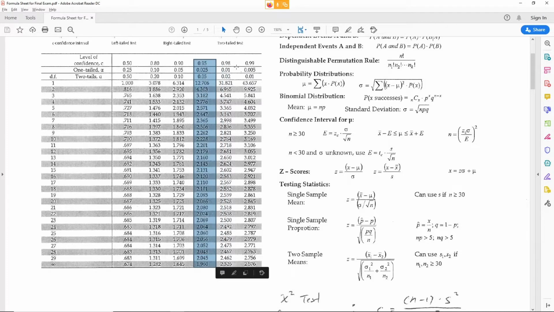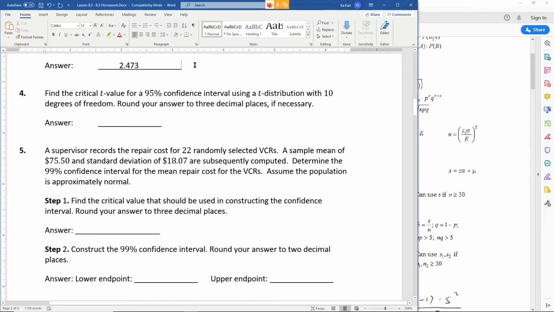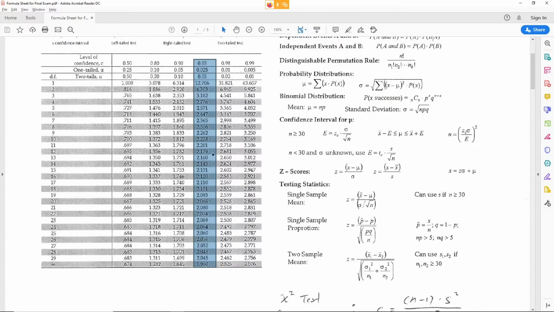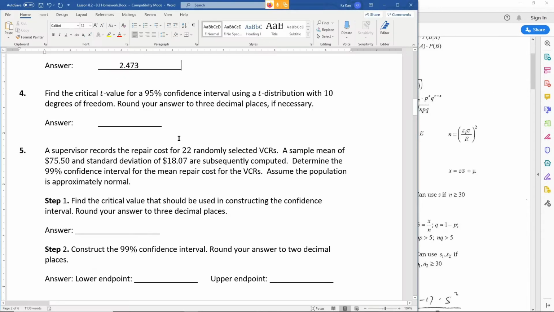Now you have to look at this first: what is the degree of freedom? 10. So 10 is right here. 2.228. So 2.228 is the critical value. And what that really means is when you draw the curve, it's going to be negative 2.228 on the left and positive 2.228 on the right.